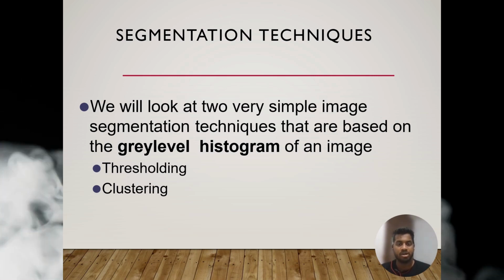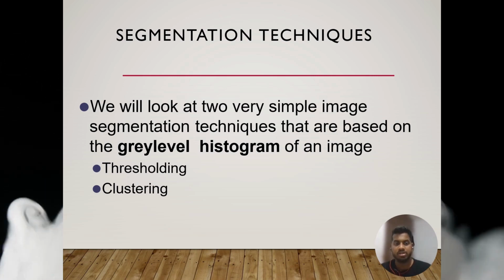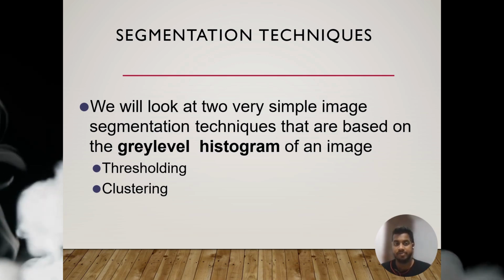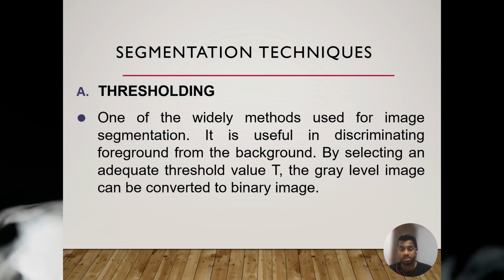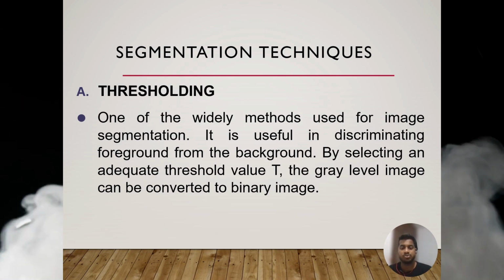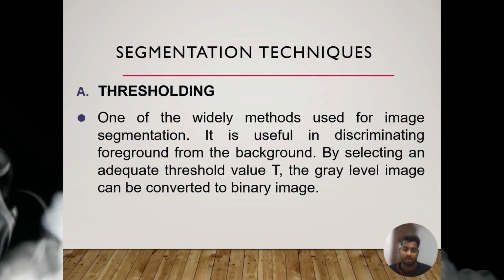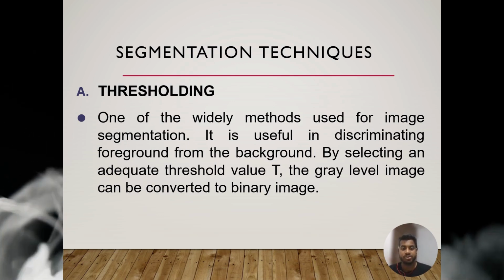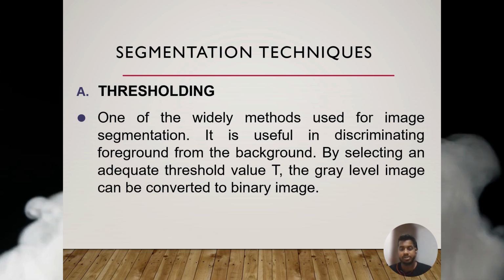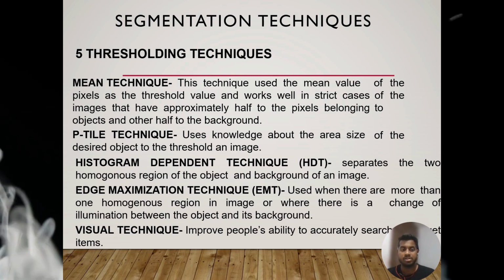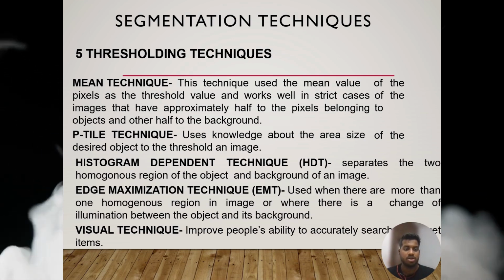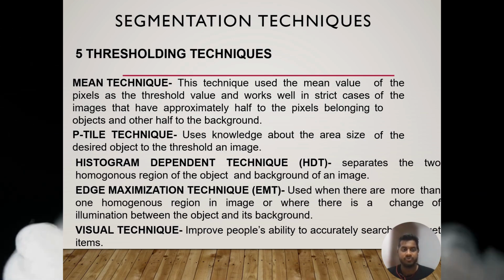So what are the various segmentation techniques? In a very simple image segmentation technique, the gray level histogram of an image can be processed using threshold or clustering. So let's see what is threshold. One of the widely used methods for image segmentation is useful in discriminating foreground from the background. By selecting an adequate threshold value T, the gray level image can be converted to a binary image. So let's see what's the mean technique.